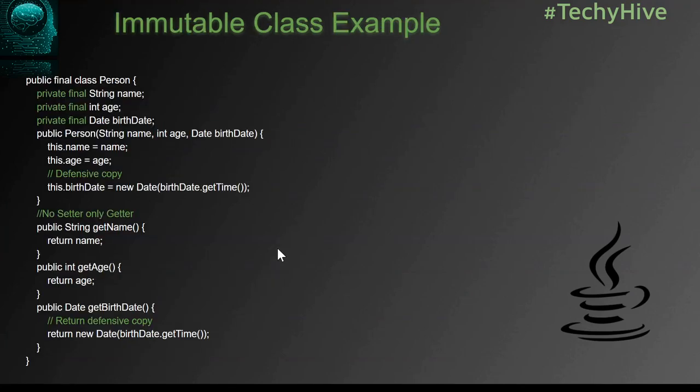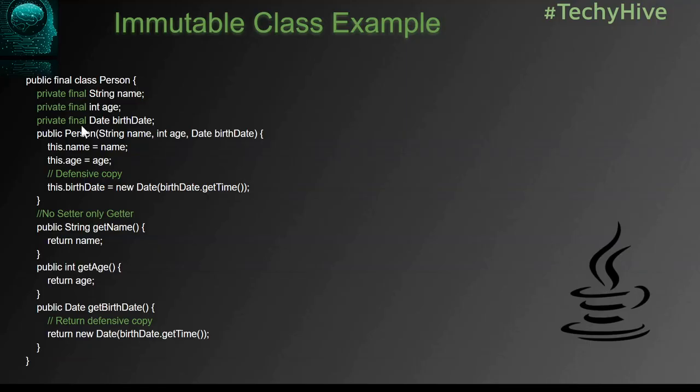Here is a simple person class, and this class is immutable. So you can see here the class is declared as final. So any other class cannot inherit this class. Next, all of the fields are private and final. So private means there is no direct access provided to these fields, and final means they need to be initialized at object construction time.